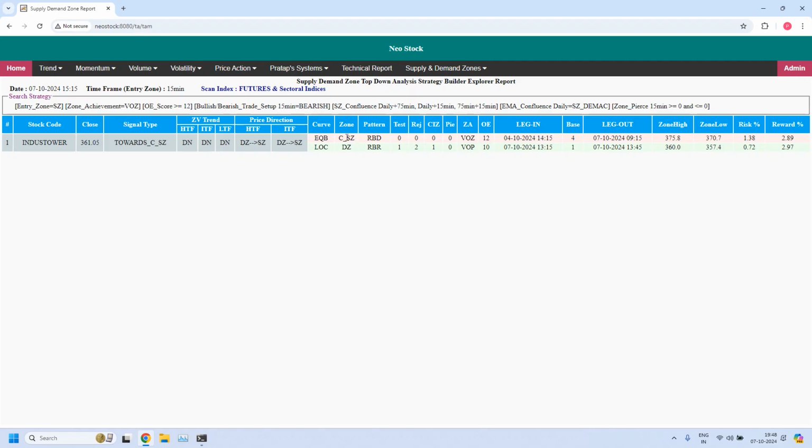Moreover, it is a fresh zone and high liquidity zone. If it is having a fine-tuned 5-minute zone, definitely you can plan a short trade. Okay, next.